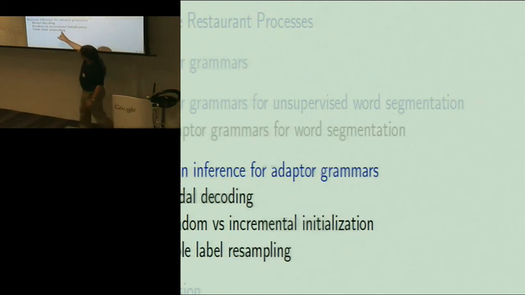And then this table label resampling has to do with inference procedures for hierarchical Dirichlet processes, hierarchical Chinese restaurant processes.